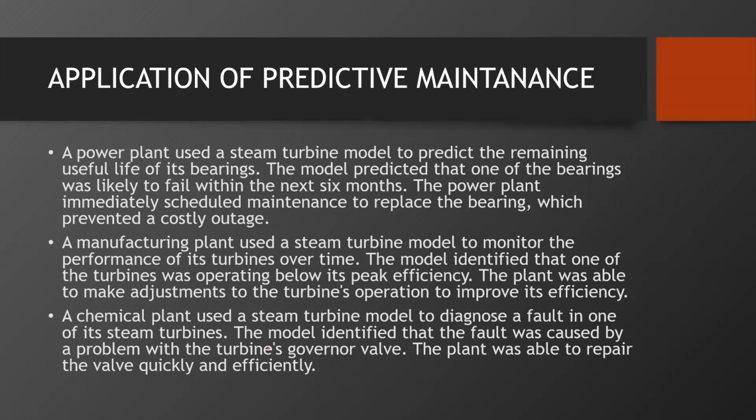A manufacturing plant uses a steam turbine model to monitor the performance of its turbine over time. The model identified that one of the turbines was operating below its peak efficiency. The plant was able to make adjustments to the turbine's operation to improve its efficiency. A chemical plant used a steam turbine model to diagnose a fault in one of its steam turbines. The model identified that the fault was caused by a problem with the turbine's governor valve. The plant was able to repair the valve quickly and efficiently. These are a few applications of predictive maintenance which are currently being applied in real-world scenarios.